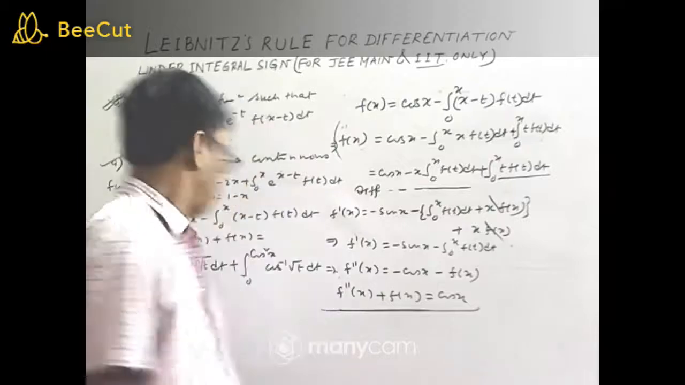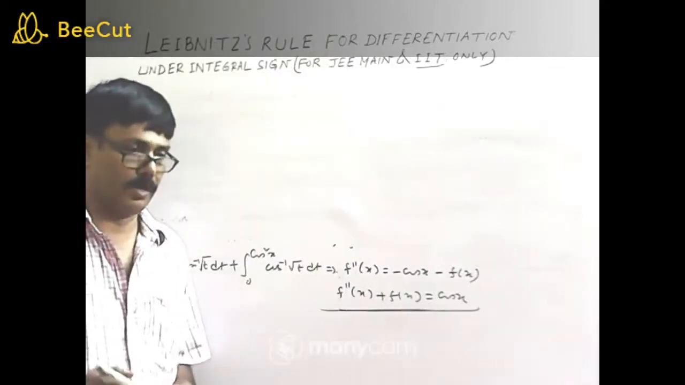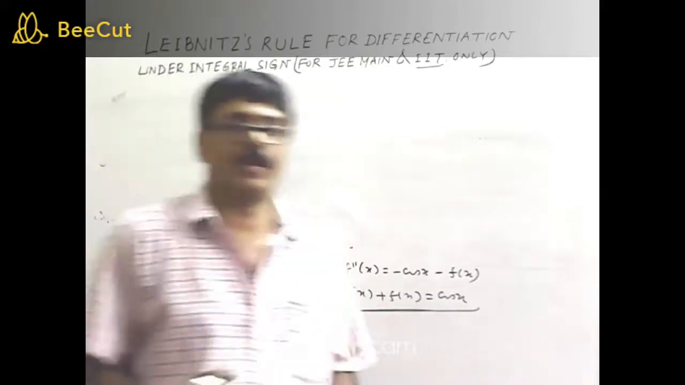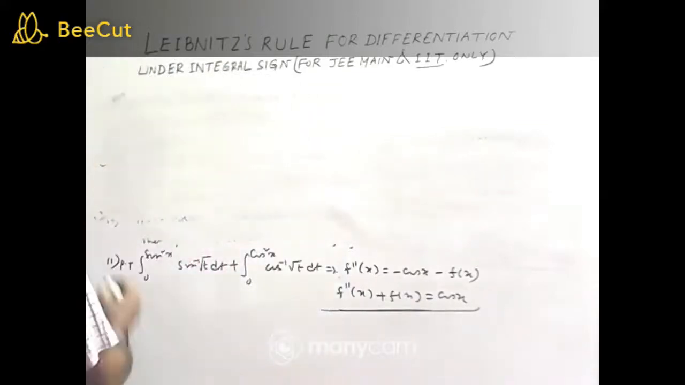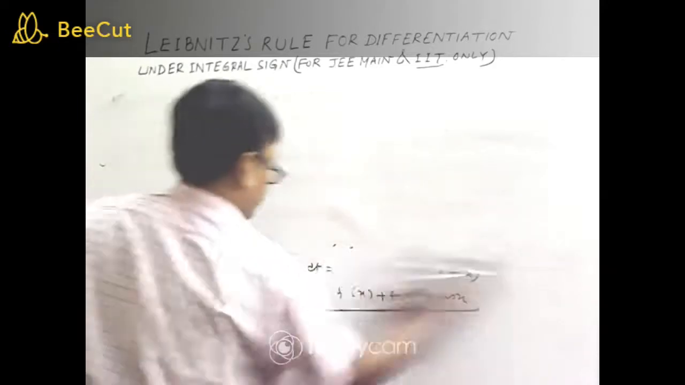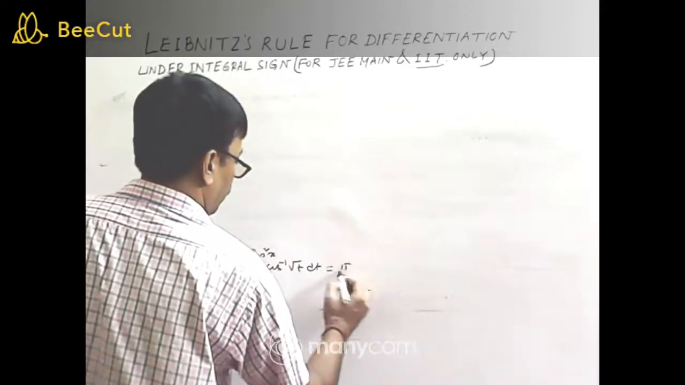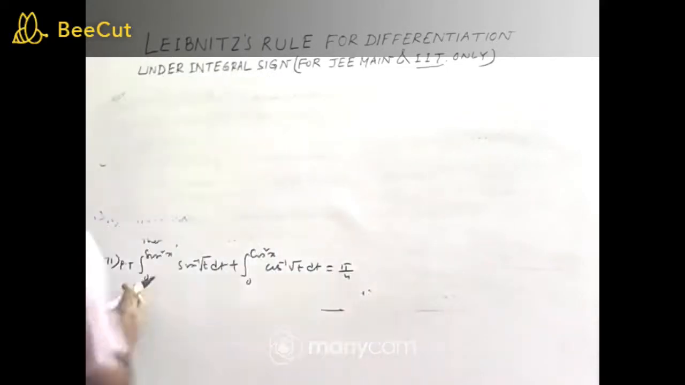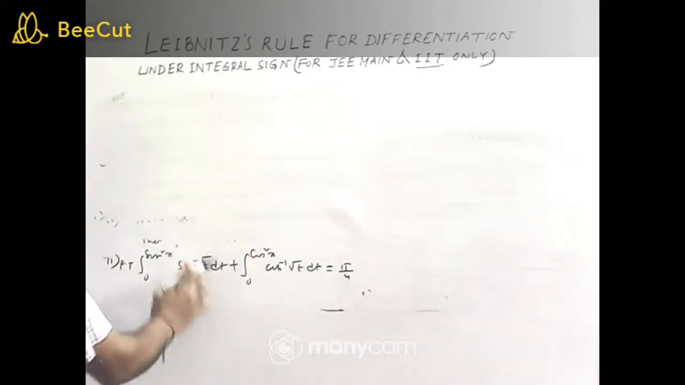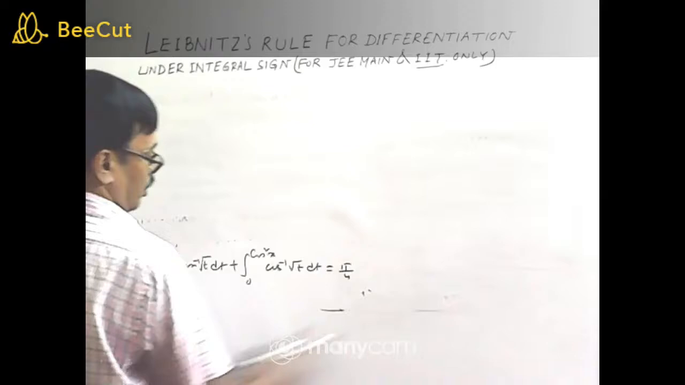Now finally problem number 11. Now we consider the last problem, this one. Prove that this equals pi by 4: integral 0 to sin square x of sin inverse root t dt plus integral 0 to cos square x of cos inverse root t dt equals pi by 4.